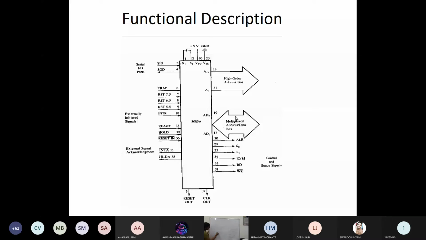Okay, now here this is the functional one. The pin diagram I showed in yesterday's class. I will now show both, how they really work. From this level to this level, I have AD0 to AD7, and this is A8 to A15.